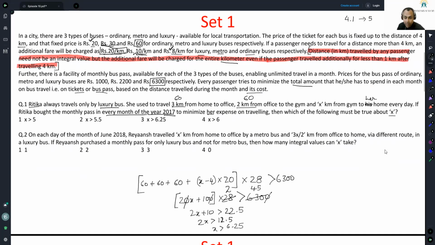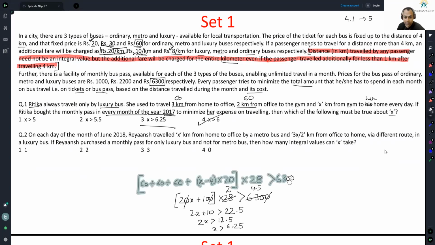So the answer here will not be option 3. Answer here will be option 4. X is greater than 6 kilometers. The changeover point or the decision making point has to be an integral value. The changeover will only happen at integral places. It will never happen at decimal places. This much you need to know. Okay.